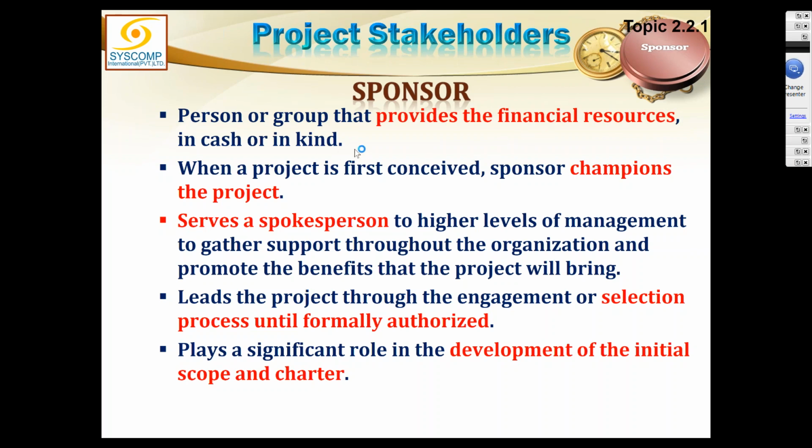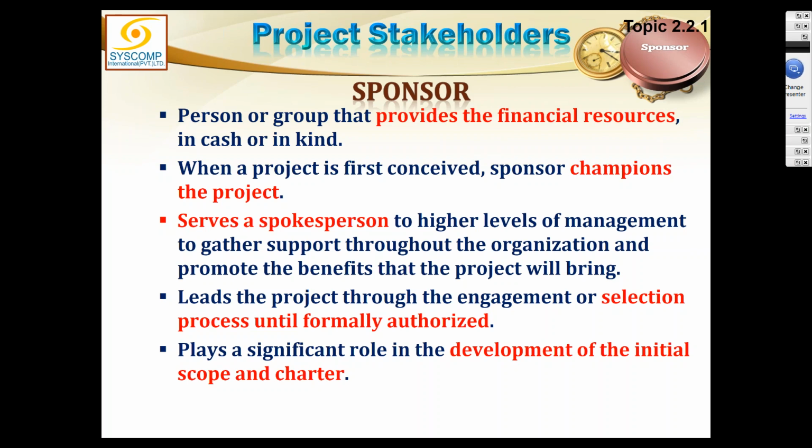Now let me first see what sponsor means in English language. This is a person who is supporting the project in any way, the person who is closely associated with the project, who is providing you the financial resources or permissions or anything which project needs to work on. Of course, there could be more than one sponsors. There could be many sponsors to a project.